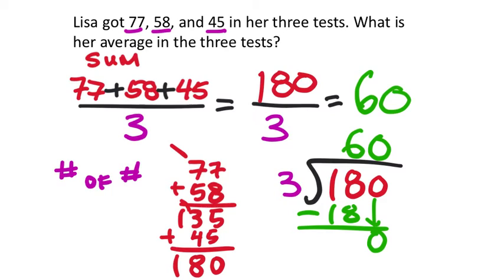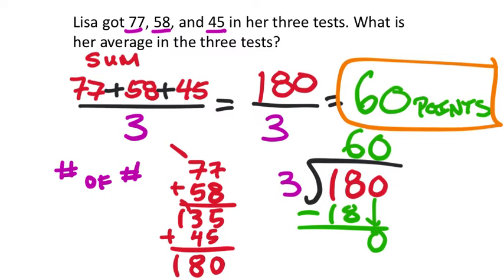I'm trying to think of how to label this. Points, I guess. It didn't say it was percentages. So I'm just going to put points, I guess, on this one. It's an average.